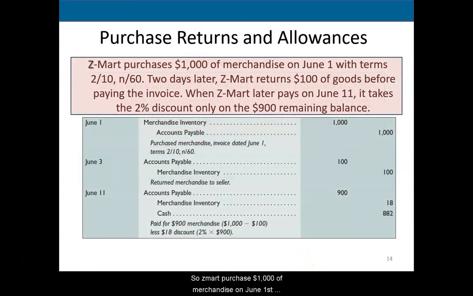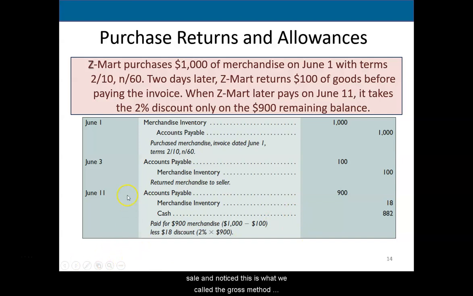So Z-Mart purchased $1,000 of merchandise on June 1st with terms of 2/10 net 60. Two days later, Z-Mart returns $100 of goods before paying the invoice. When Z-Mart later pays on June 11th, it takes the 2% discount only on the remaining $900 balance. That's critically important, because to the extent that you return goods, in this case Z-Mart returned 100, the discount isn't going to apply to that, because you're not really going to pay me for that.